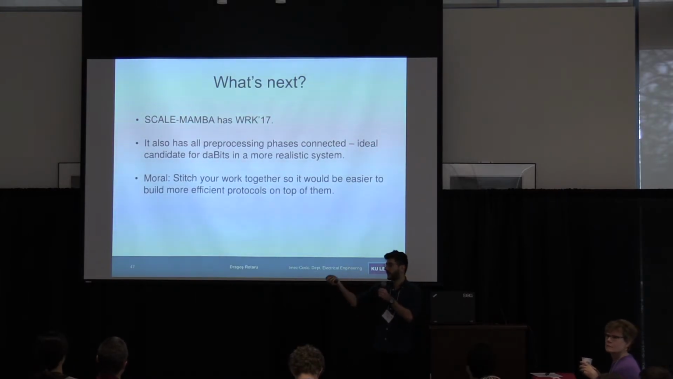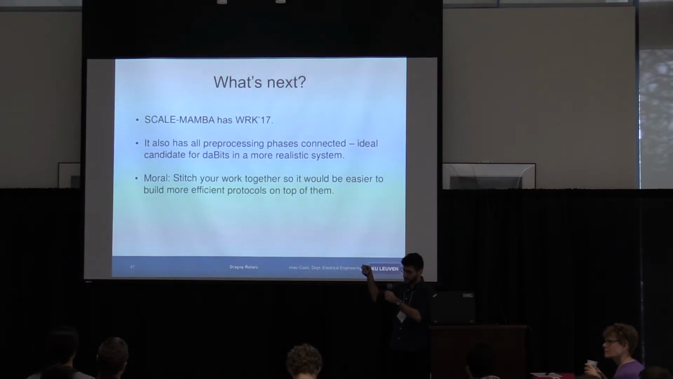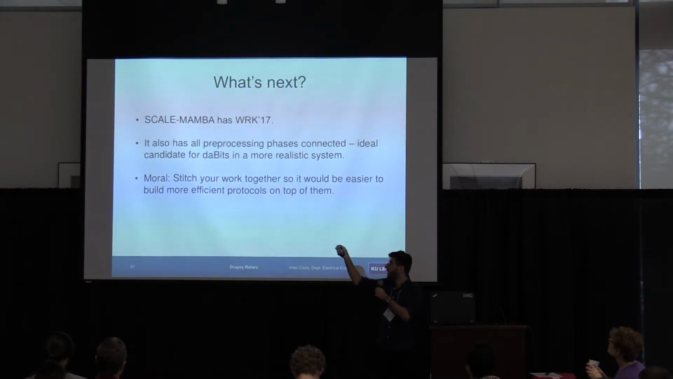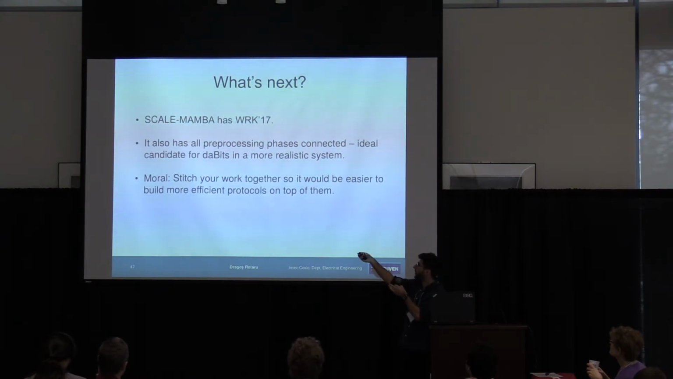So we need those random bits. We need those bits in the garble circuit setting, and we need those bits in the mod P setting, and we need some pre-processing to generate those random bits to do the XORs and whatnot. And Scale Mamba is ideal now because it has all integrated.